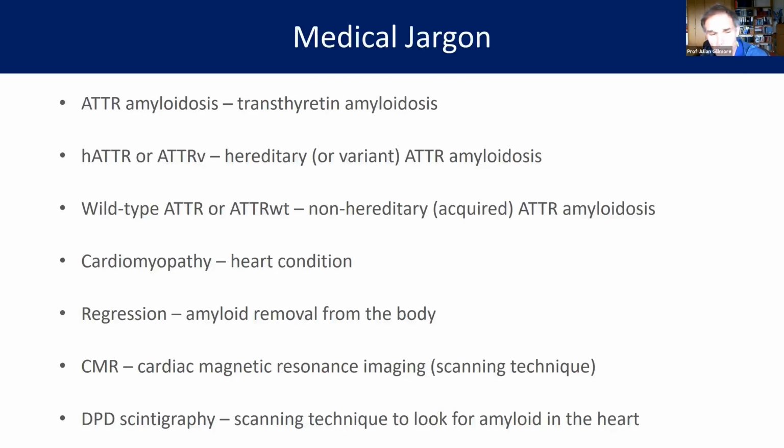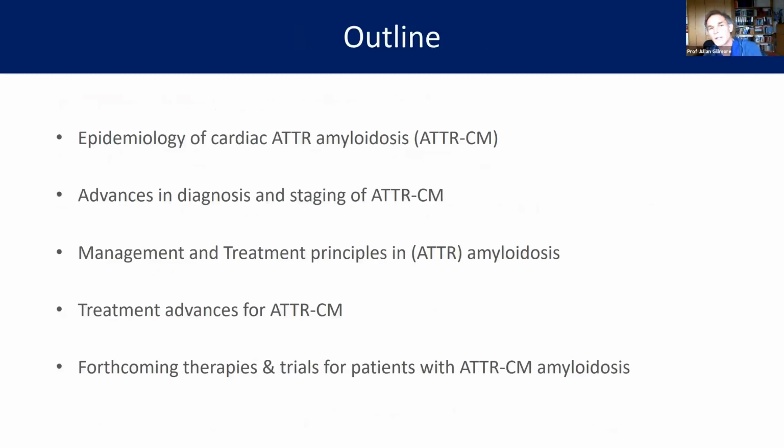You'll hear me talking about cardiac MRI scans or cardiac magnetic resonance imaging, which is a scanning technique which has proven fairly recently to be very, very useful for diagnosing cardiac amyloidosis. And then another scanning technique, a DPD scan, which is done in a number of centers now around the UK, about 25 centers in total, which is exquisitely sensitive for looking for ATTR type amyloid in the heart. It can also pick up other types of amyloid, but it's particularly sensitive for ATTR amyloidosis.